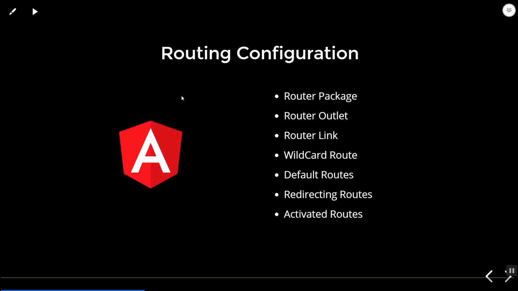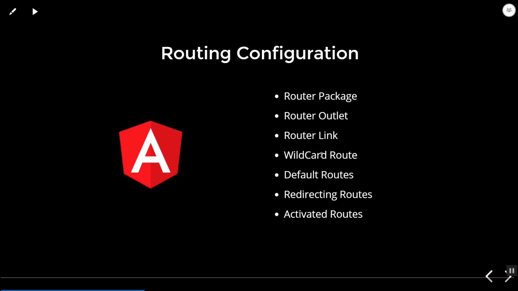Okay, so the routing configuration. Now let's see what needs to be configured for implementing routing in Angular. Let's see what are all the steps, what are all the things that we need to think about while configuring routing. The first thing we need to remember is the router package, that is, what package needs to be imported to configure routing. Then router outlet, which marks a place in your page where the router should display the views, and then router link, which adds links to the routes. Then the wildcard route, to intercept any invalid URLs that the browser sees and direct to the page not found route or something like that.